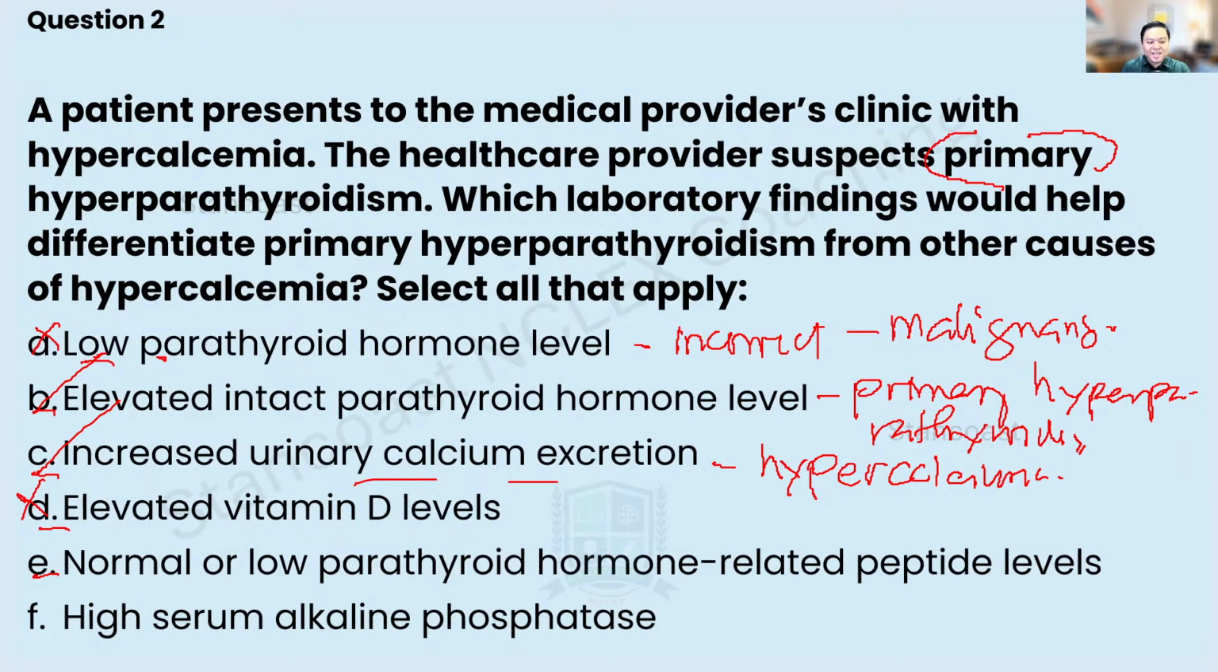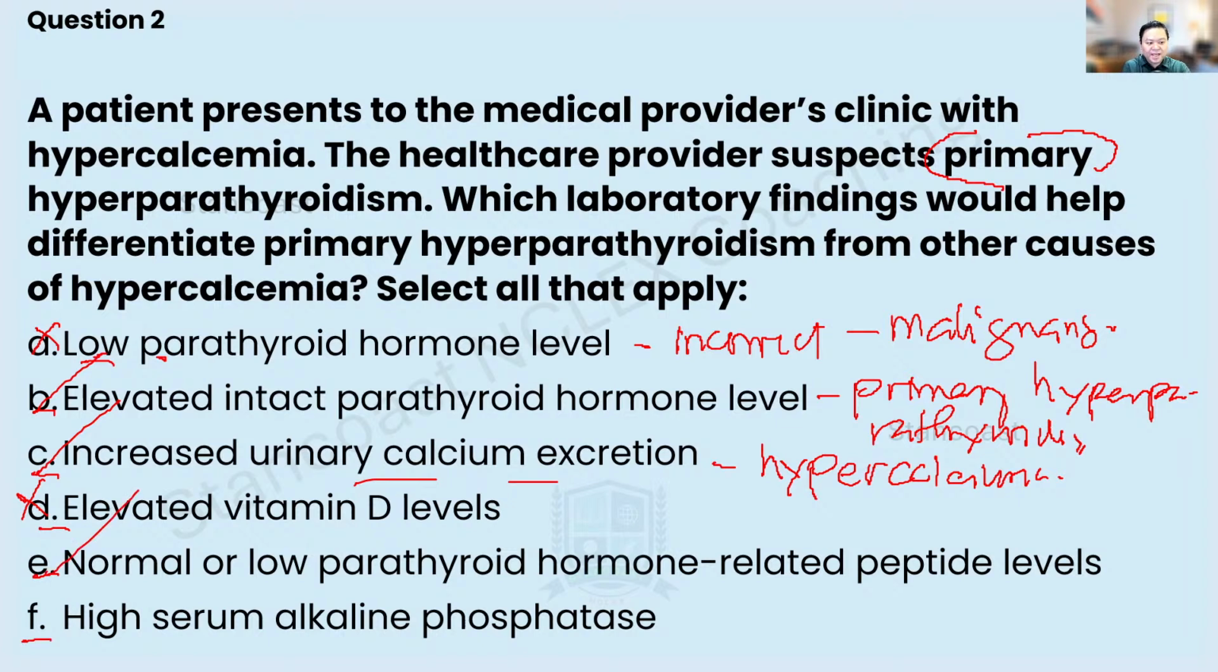What about letter E? Normal or low parathyroid hormone related peptide levels. What does that mean here? Normal or low PTHrP. This is what we call the parathyroid hormone related peptide levels. This is going to help exclude the type of hyperparathyroidism that is caused by malignancy, which is associated with that condition. Okay, so that is one.